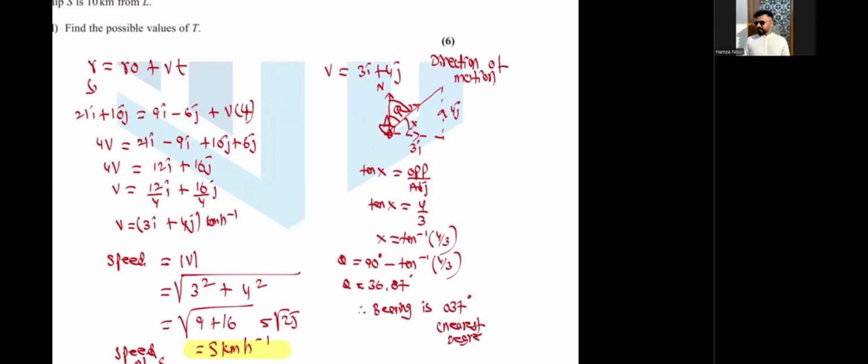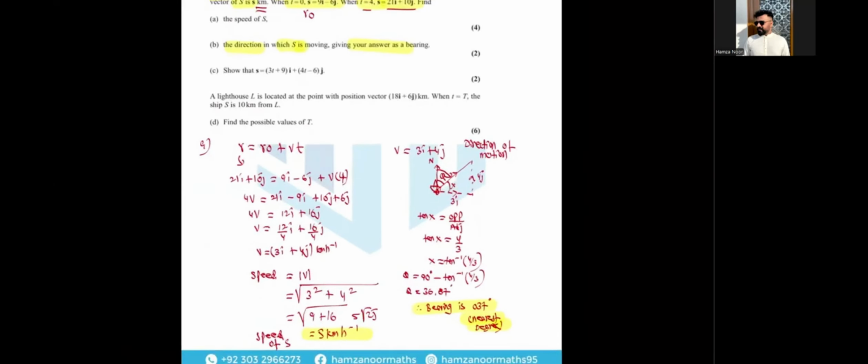Okay, so this is supposed to be our final answer. The bearing is 37 degrees. I mean, the angle is 37 degrees. So the bearing is 037 degrees as a three-figure number.